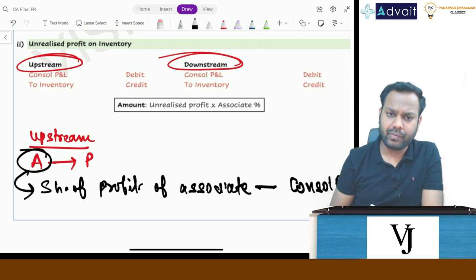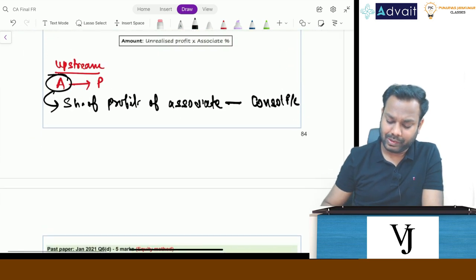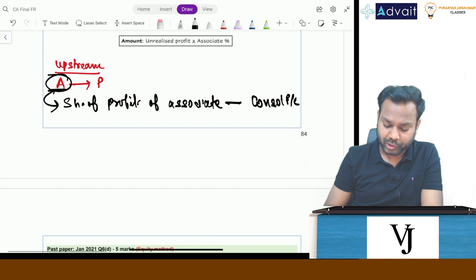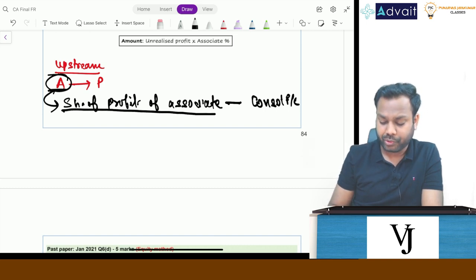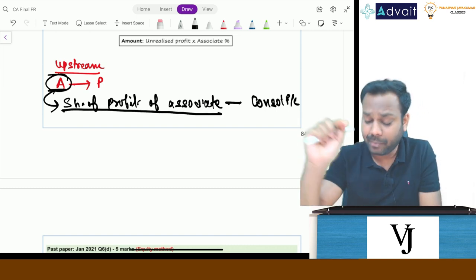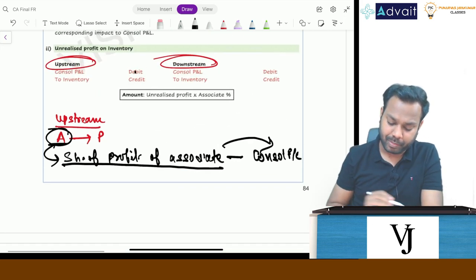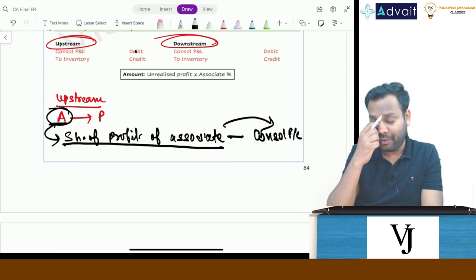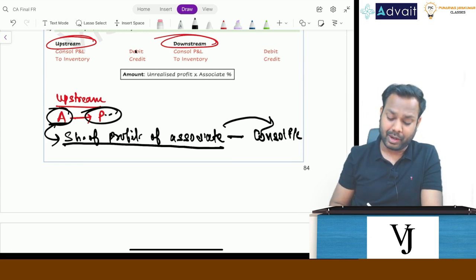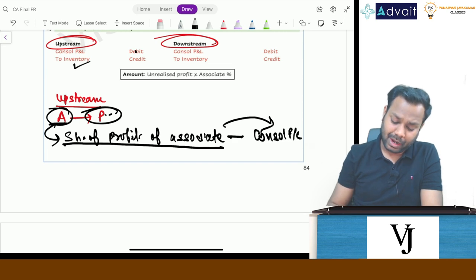Many students will get confused about why we are writing consol P&L. See, the profit of the associate is represented by share of profit of associate as a single line item in the P&L, which ultimately goes to consol P&L. So that is what I have written here. Now, who has the inventory? The parent has the inventory, and the parent is recording the inventory. So I will credit inventory.